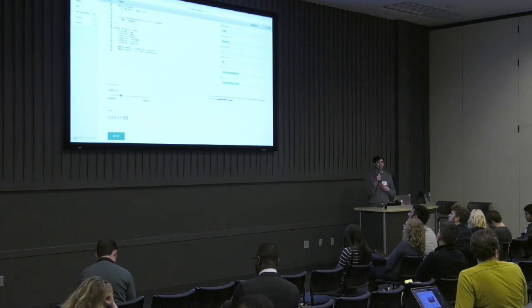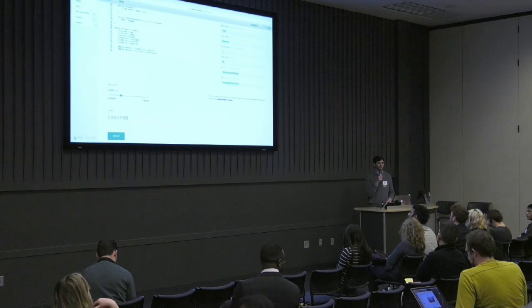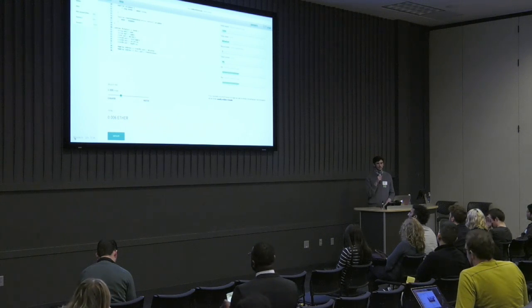There are also frameworks like Hyperledger and others.